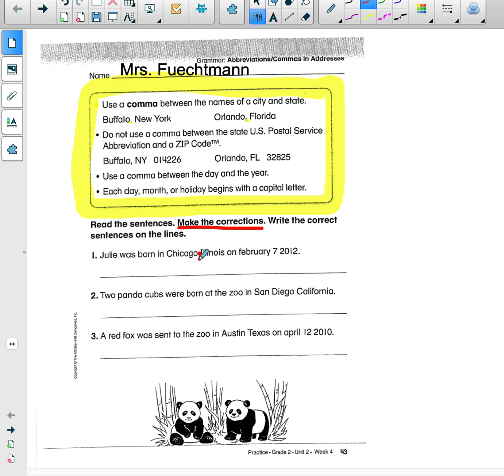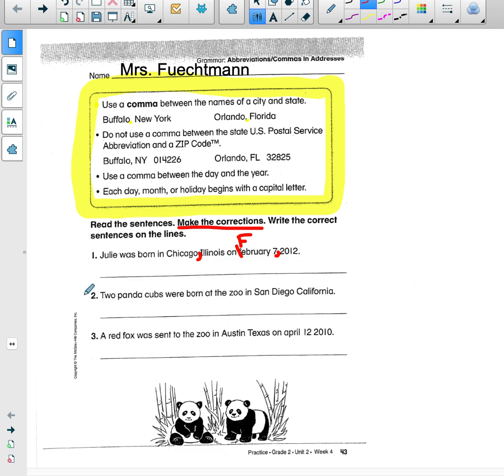We need a comma between Chicago, Illinois to separate the city and state. We also need a comma between the 7 and 2012 to separate the numbers that make a day and a year. Otherwise, it looks like one giant number together. We also need a capital F for February because that is a proper noun naming a month. Good job. Let's move on to number 2.